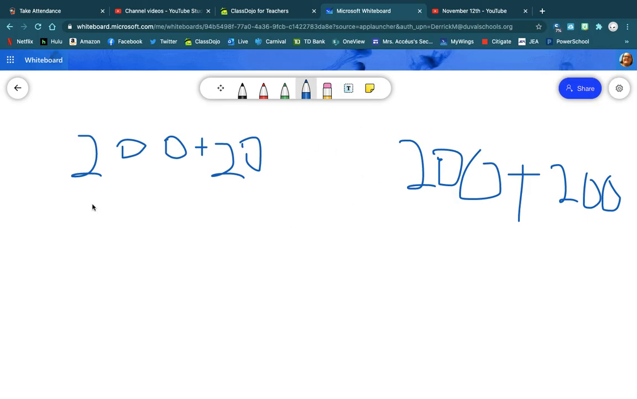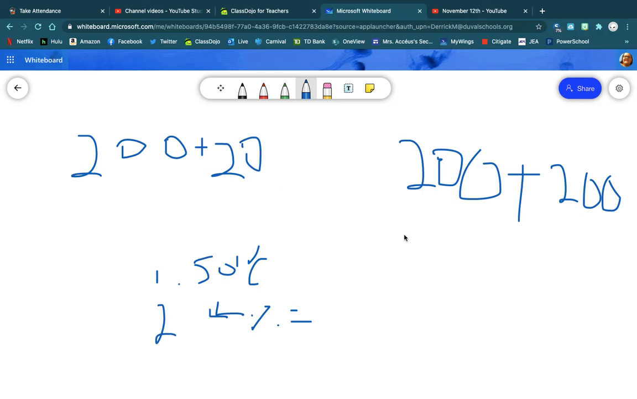So first, this is kind of a two-step problem. So first, we have to solve. Then write the symbol, greater than, less than, or equal to. So first we solve.